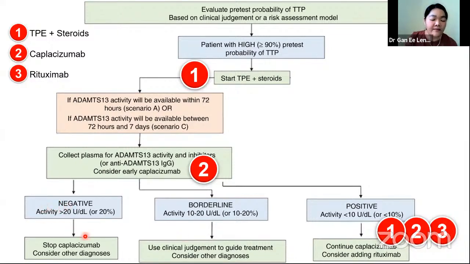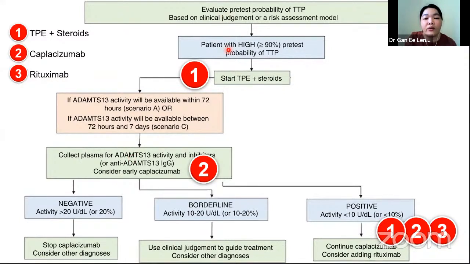Then if the activity is more than 20%, meaning that this is unlikely TTP, we stop the caplacizumab and consider other diagnoses. What if we have a borderline ADAMTS13 level of about 10 to 20%? This we need to use our clinical judgment, and we need to continue to ask ourselves: does this patient fit the diagnosis of TTP? Can it be another differential diagnosis? And we understand that we do have case studies and case series presenting TTP cases with borderline ADAMTS13 levels of 10 to 20%.